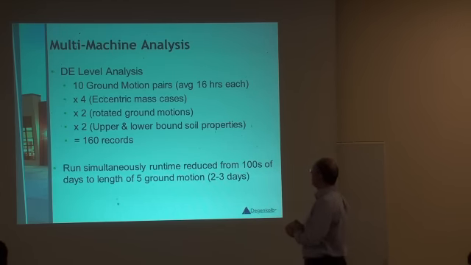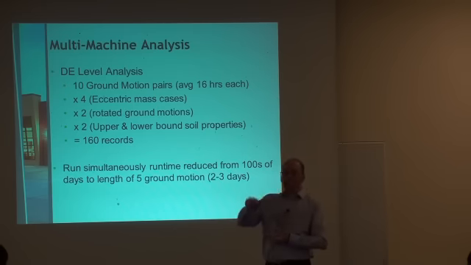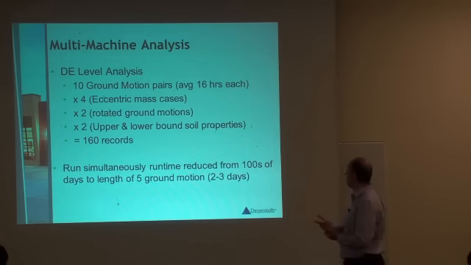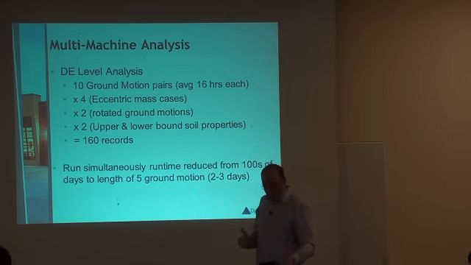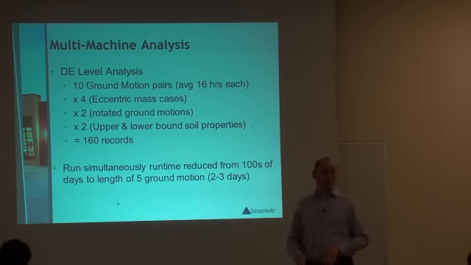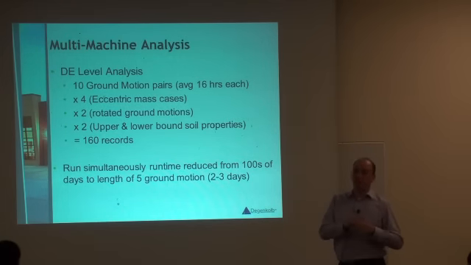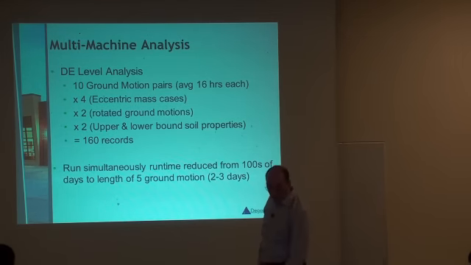So we have 10 ground motion pairs, but we need to consider mass eccentricity. So you have 4 cases, 2 in each direction. And Ashpad makes you rotate your ground motions after you run them. So that's another 2 cases. And then you'll need to look at upper and lower bound soil properties. So that's another 2. That gives you 160 runs. And that's not even counting any runs at the MCE level. So if you have to make runs on the MCE level, that's probably another 50 runs to add to that.